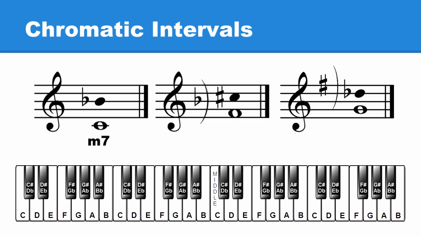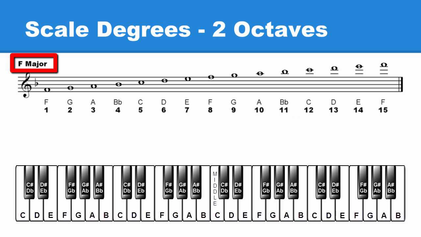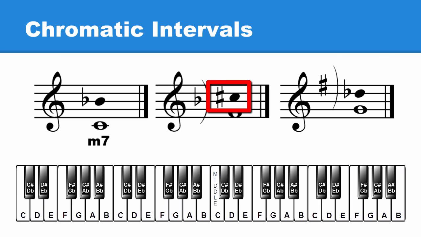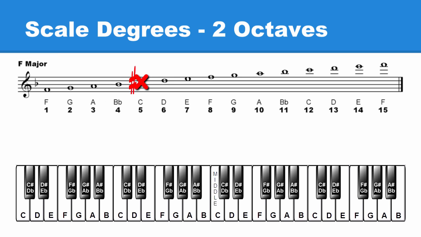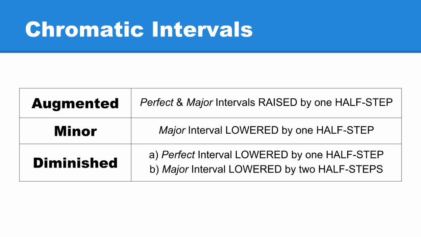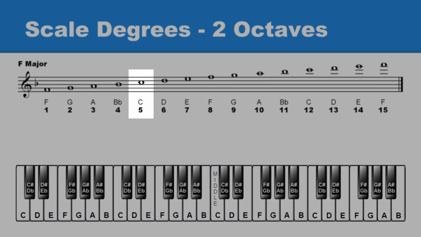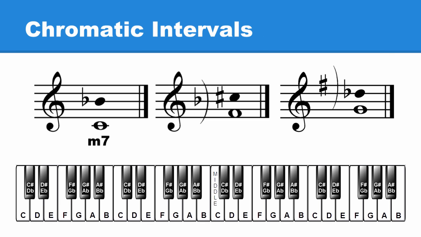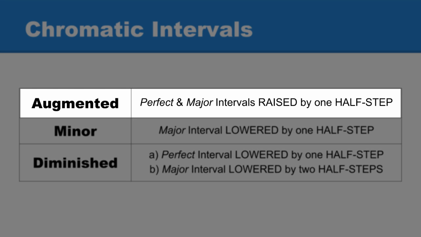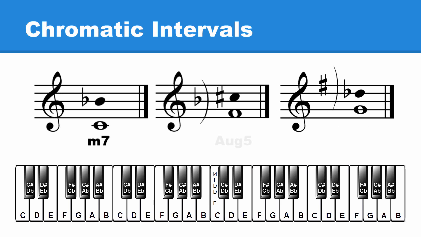The next interval has an F on the bottom and C sharp on top. Since F is the bottom note, we'll use the F major scale. The top note, C sharp, does not appear in the F major scale, so we know it's a chromatic interval. The F major scale has a C, which is a perfect fifth, but since this C has a sharp in front of it, it has been raised by 1/2 step. Any major or perfect interval raised by 1/2 step is an augmented interval. The name of this interval is an augmented fifth.